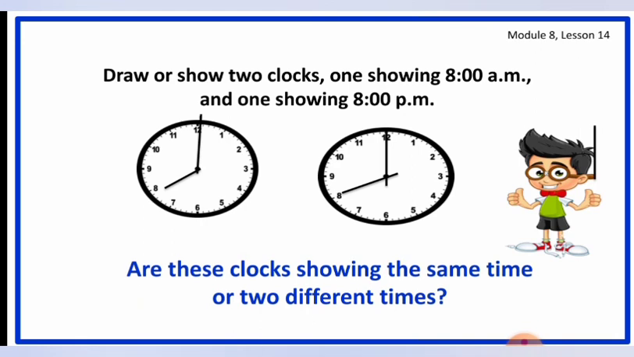Are these clocks showing the same time or different time? Yeah, they are showing the same time. 8 o'clock, 8 o'clock. But there is a difference. The difference is one is in the morning and the other one is in the night. One is a.m. and the other one is p.m. But the time is the same.